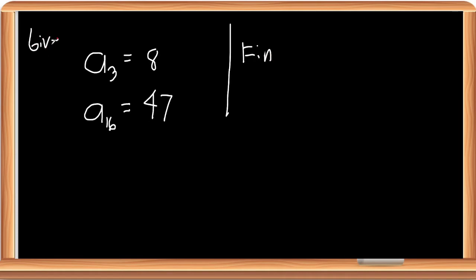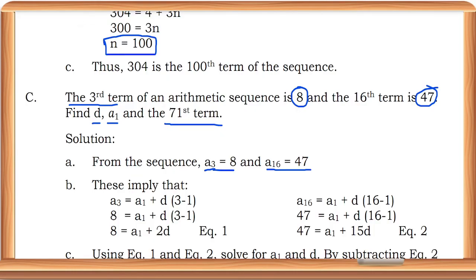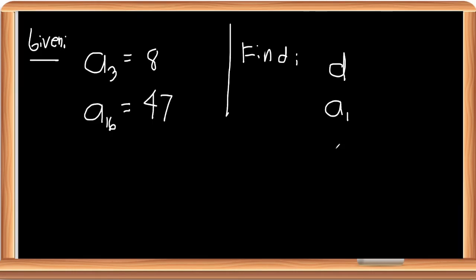Usually, that is our problem solving: we identify the given, and then we identify what we are looking for. So, what are we looking for first? Of course, the common difference, and the a sub 1, the first term. And then what is last? We are asked to find the 71st term. So, those three are what we will find.